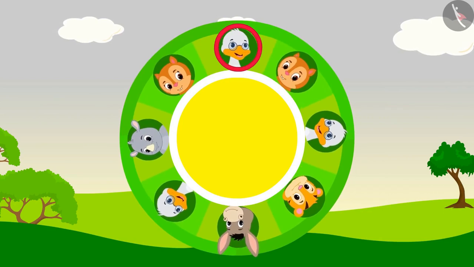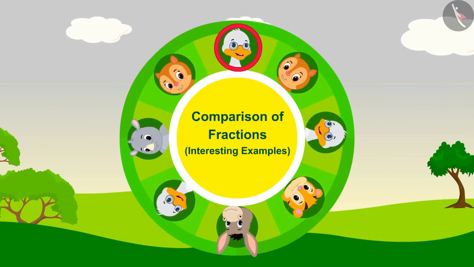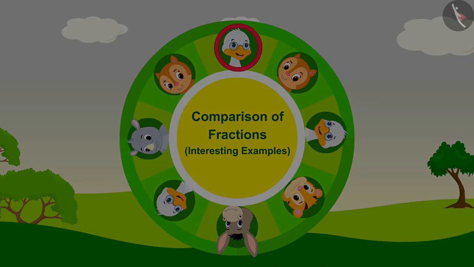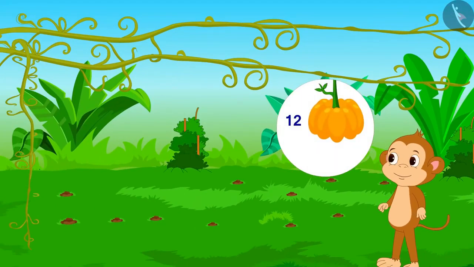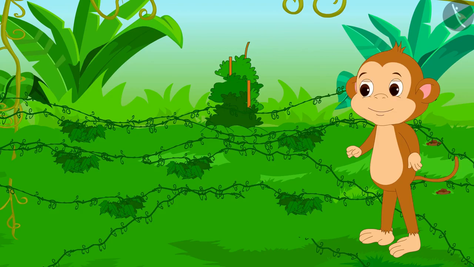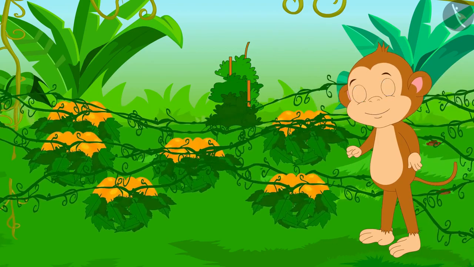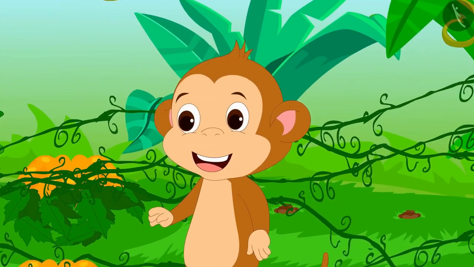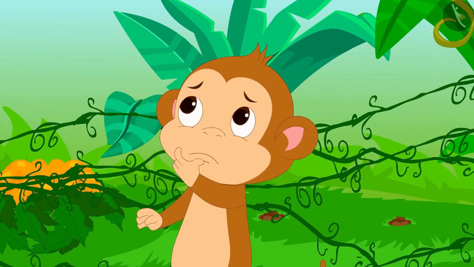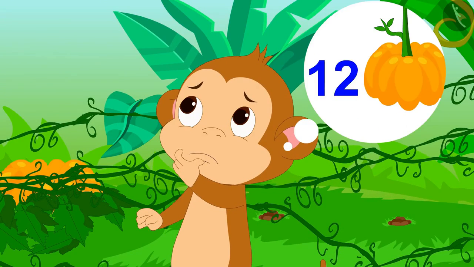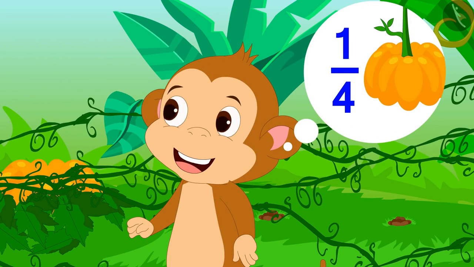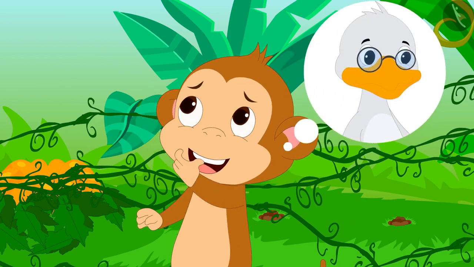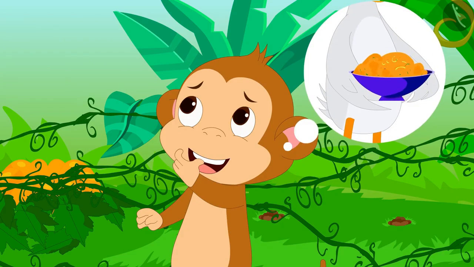Hello children! In this video, we will see some interesting examples of comparing fractions. Babban has sown 12 pumpkin seeds in his field. A few days later, he saw plants growing from those seeds. Babban became very happy. Now, Babban started thinking that when 12 pumpkins grow out of those plants, he will give 1/4 of them to Badbole uncle. He makes very tasty pudding of pumpkin.